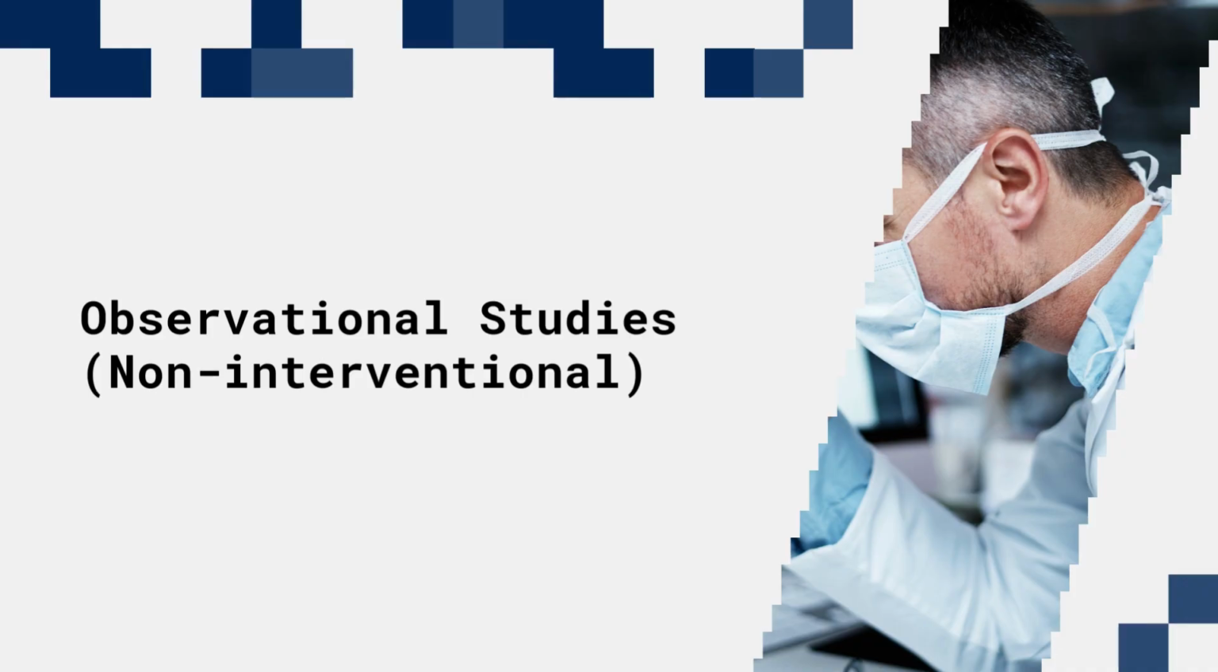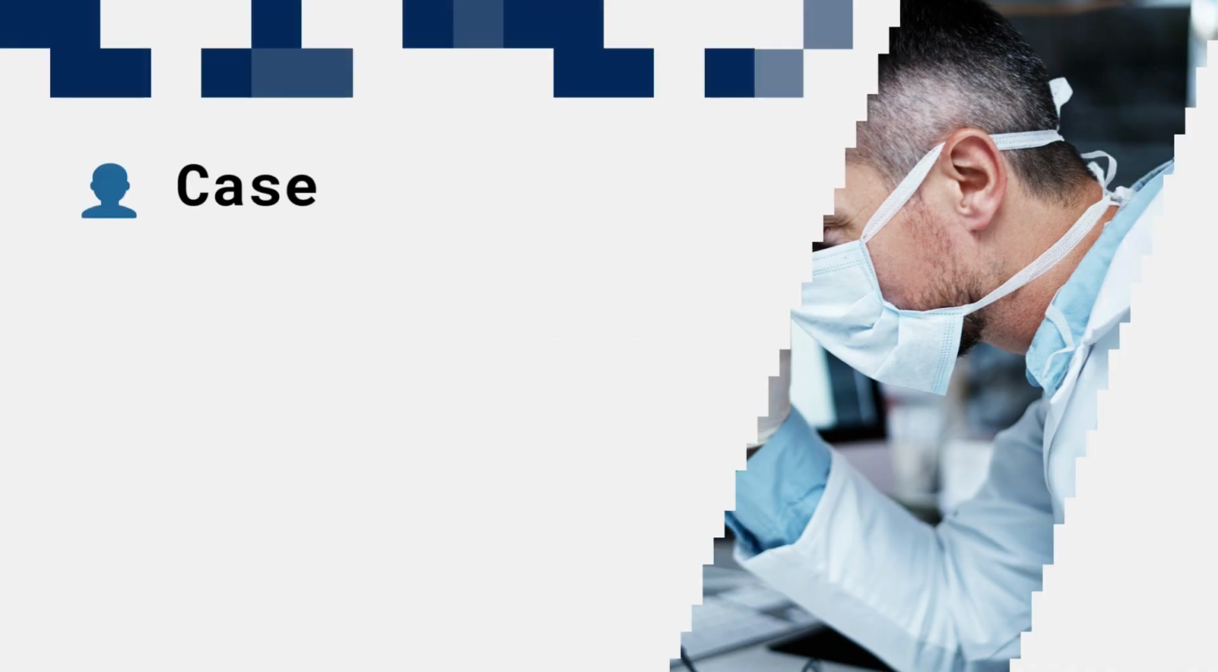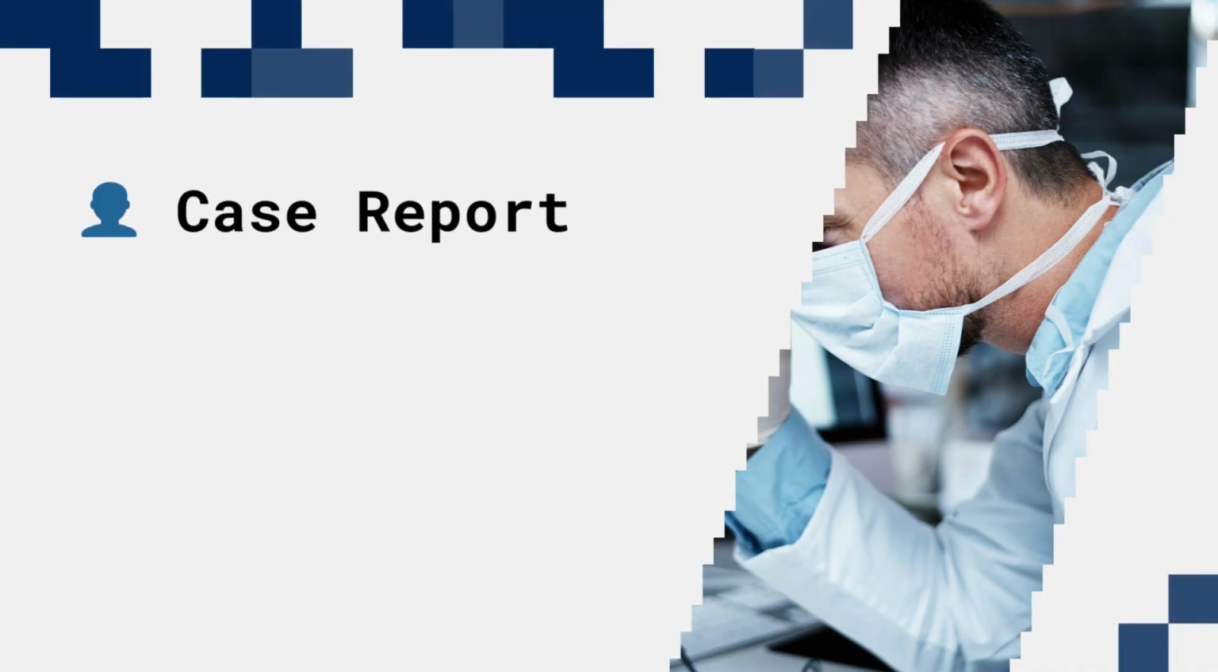These are studies where researchers do not interfere. They don't assign treatments or exposures. Instead, they simply observe what naturally happens, whether in patients, communities, or larger populations. Within observational studies, we have several subtypes, each designed to answer different questions. Let's begin with the simplest: the case report.